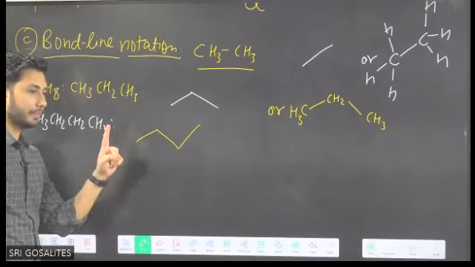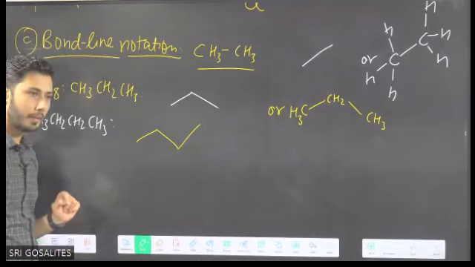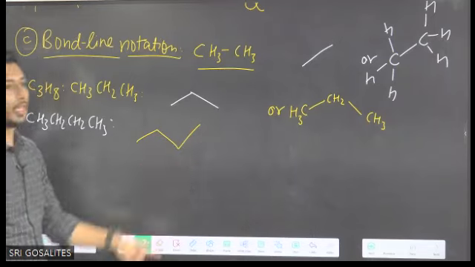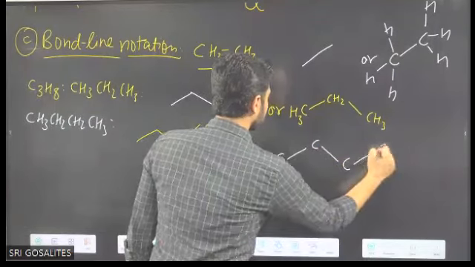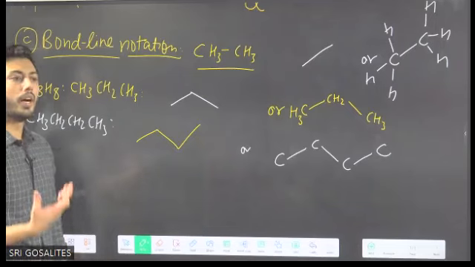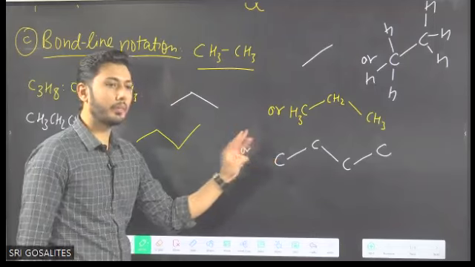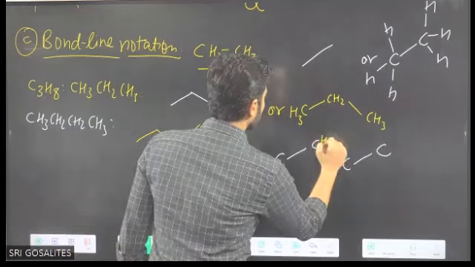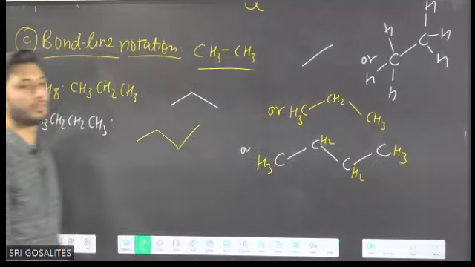Starting point, carbon. Each vertex represents carbon. Ending point also carbon. How many carbons? 1, 2, 3, 4. That means what is written? It is written like this. And how valencies will be completed? Valencies will be completed with hydrogen, like one carbon bond, remaining 3 with hydrogen. Here, remaining 2, CH2, remaining 2, CH2, and remaining 3 with hydrogen.